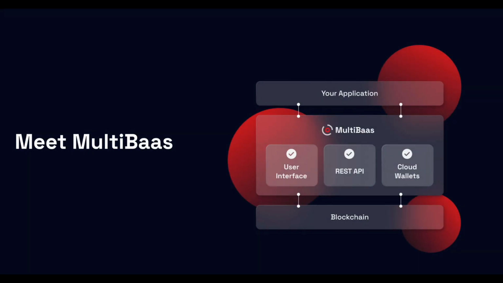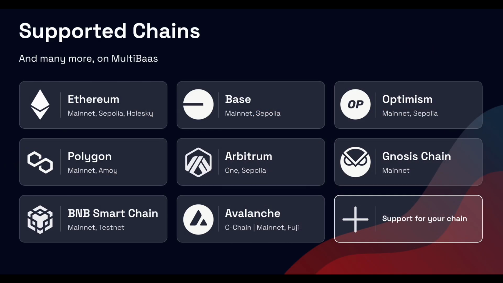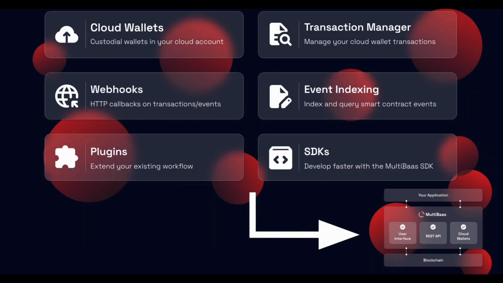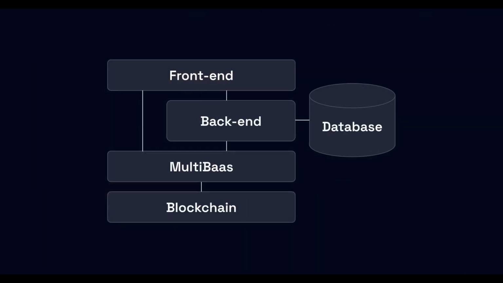MultiBaas is blockchain software that makes it fast, easy, and cost-effective to build on many different EVM blockchains. It sits between your application and the blockchain and provides functionality that you would otherwise have to build from scratch and then maintain. You can use all of it or some parts of it. You can build a front-end app on top of it, a back-end app, or both.